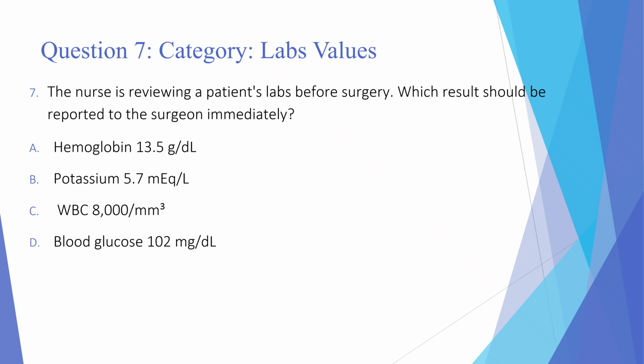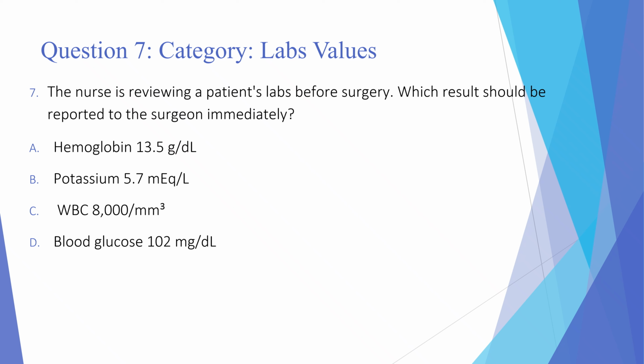Which results should be reported to the surgeon immediately? Hemoglobin, potassium, white blood cells, blood glucose. I think it's obvious. But if it's not obvious, it's fine. You can look for my flashcards from the shorts that I uploaded. I have from ATI the lab values and the explanation for them. So it's not from me, it's from a source from ATI.